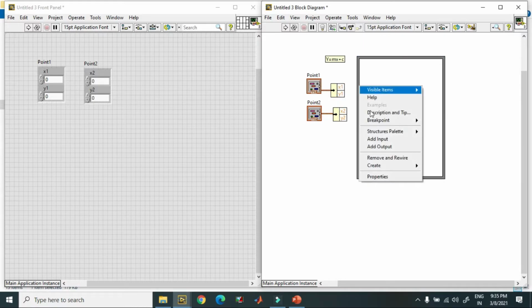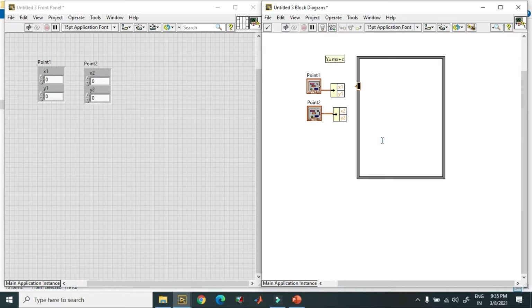And over here, I add an input. It is my x1. Then another input, this is my y1. Then we have x2, y2. Okay, so these are my input points x1, y1, x2, y2.